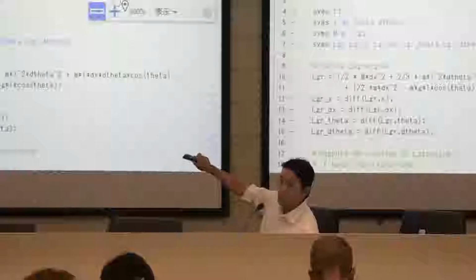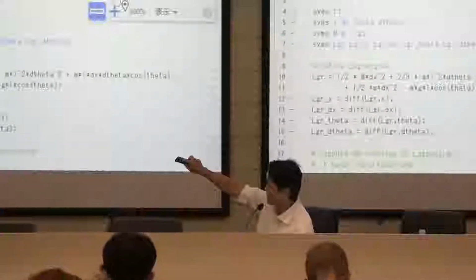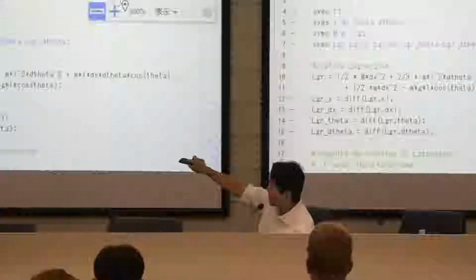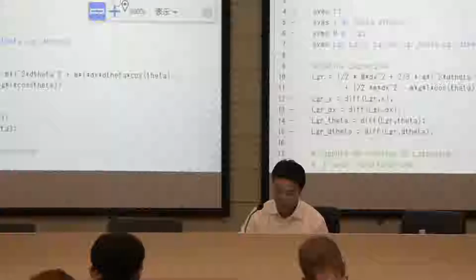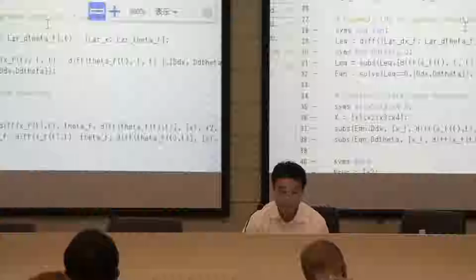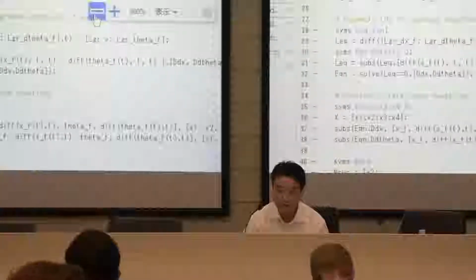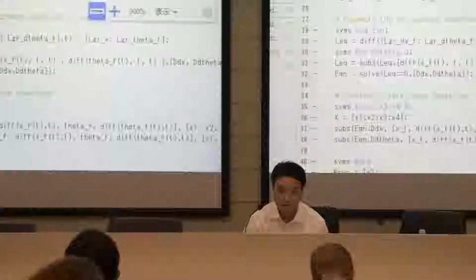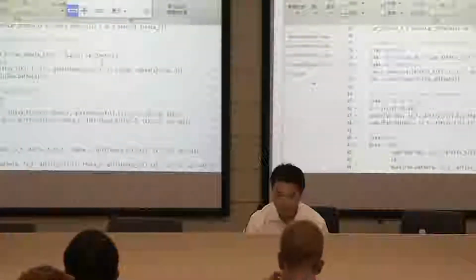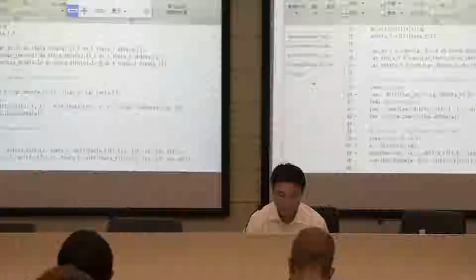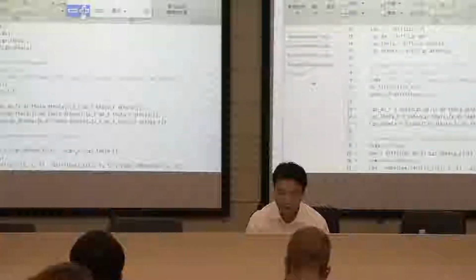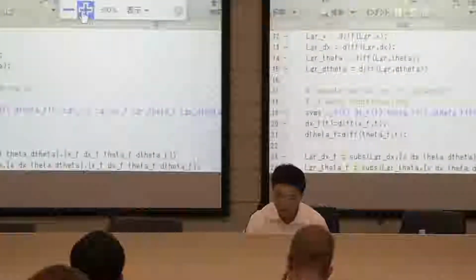This part only computes the partial derivative of the Lagrangian with respect to x, x dot, theta, theta dot. And after that, but I forgot important things.